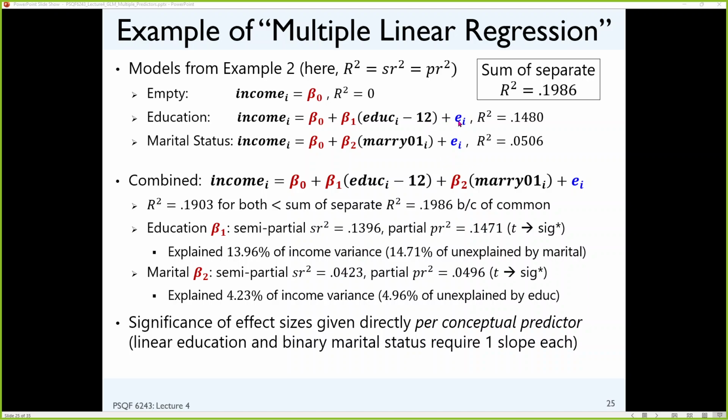So this works out just fine because each of these predictors is described adequately with one slope. Like if I assume there's a linear slope for education, all I need is beta 1 to talk about it. If I assume that there's only one possible difference between these two groups, which there is, I only need beta 2.